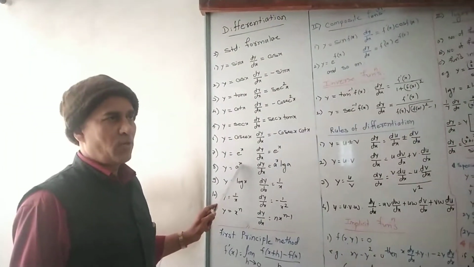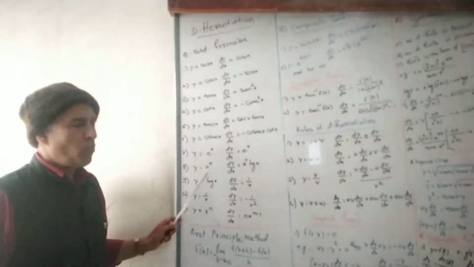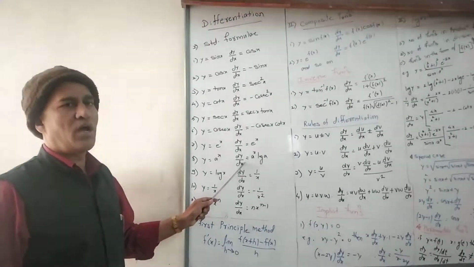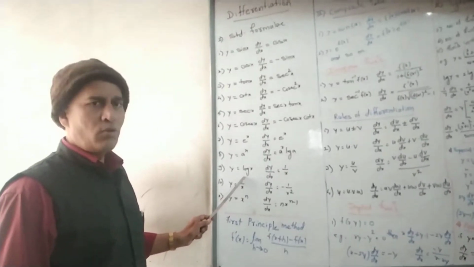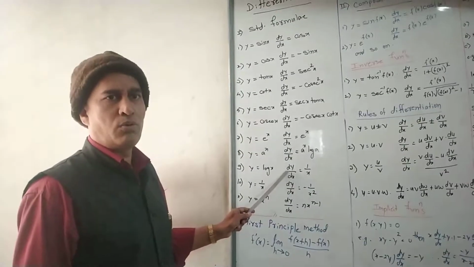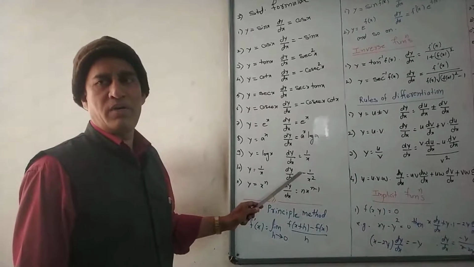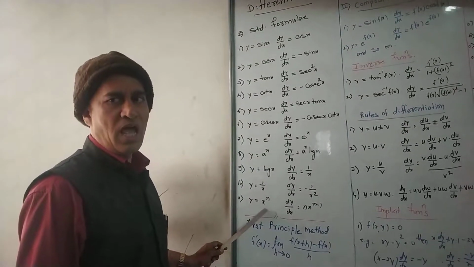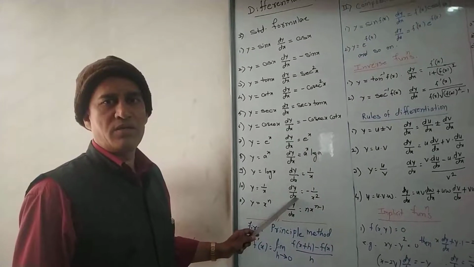y equal to e to the power x, its differentiation is given by dy by dx equal to e to the power x. y equal to a to the power x, where a is a constant, its differentiation is given by dy by dx equal to a to the power x into log a. y equal to log x to the base e, its differentiation is given by dy by dx equal to 1 by x. y equal to 1 by x, its differentiation is given by dy by dx equal to minus 1 by x square, and y equal to x to the power n is given by dy by dx equal to n into x to the power n minus 1.